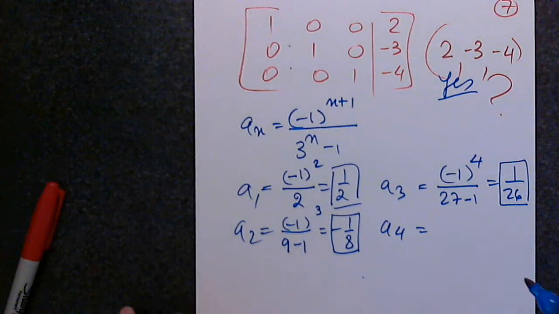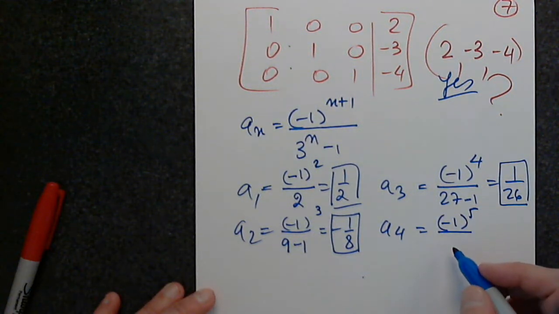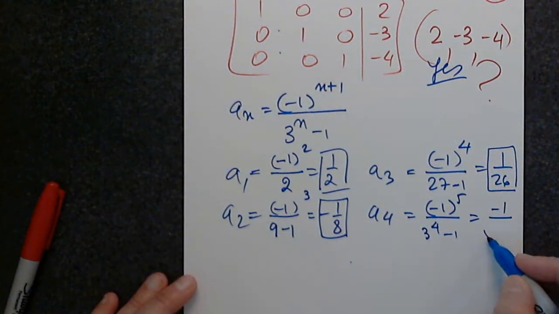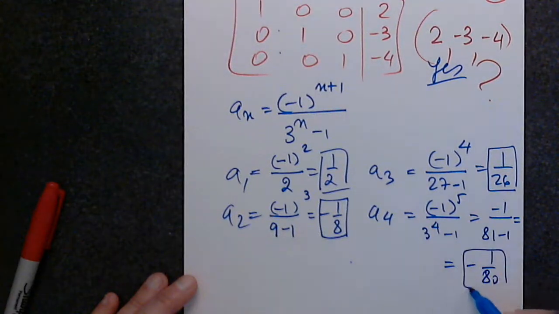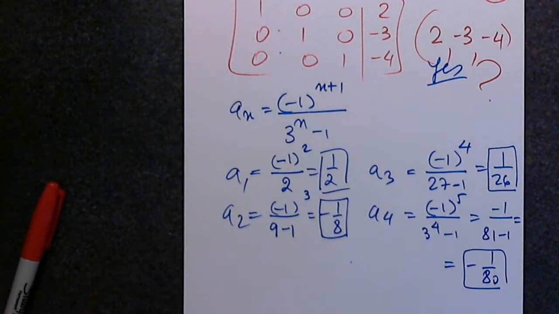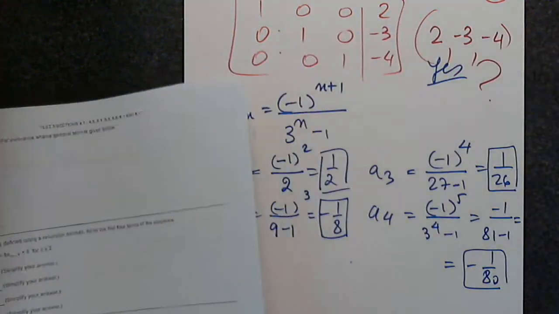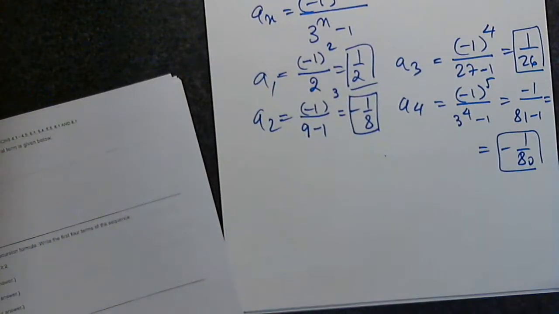Final term, negative 1 to the fifth over 3 to the fourth minus 1. So negative 1 at the top, 81 minus 1 in the denominator, negative 1 over 80. This was 24. Now 25, this is a recursive formula.